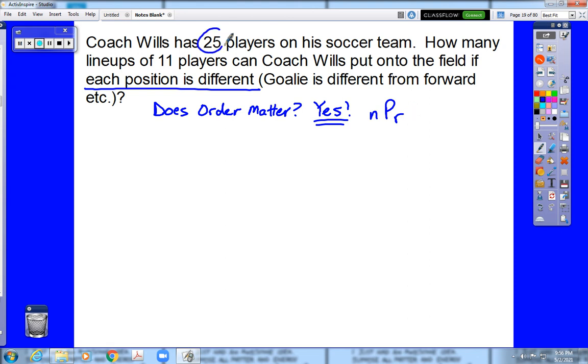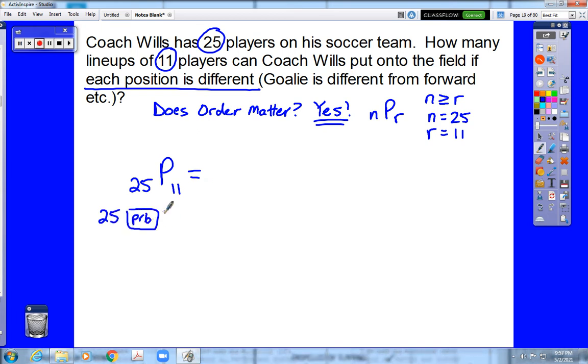Now again, there's only 2 numbers in the problem, 25 and 11. n is always greater than or equal to r, so n is 25 and r is 11, which means the answer to this question is 25 permute 11. So we type that into our calculator using our keystrokes, choosing PRB from the list. So 25 permute 11, and we get a rather shocking number, 1.779251443 times 10 to the 14th power.